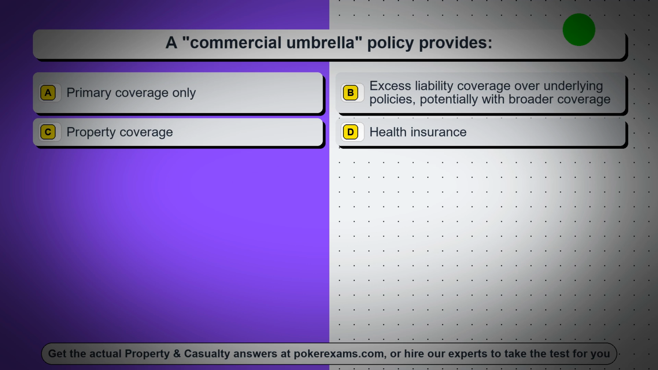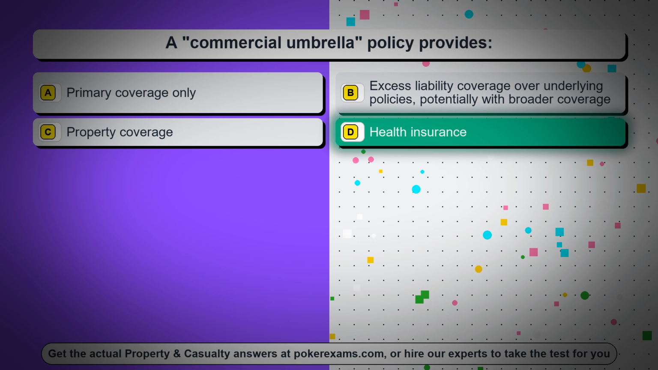Question 56. A commercial umbrella policy provides, option A, primary coverage only. Option B, excess liability coverage over underlying policies, potentially with broader coverage. Option C, property coverage. Option D, health insurance. The correct answer is option D, health insurance.